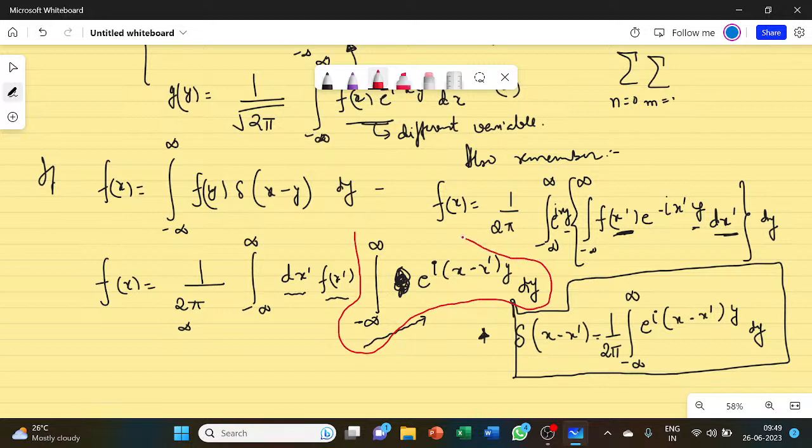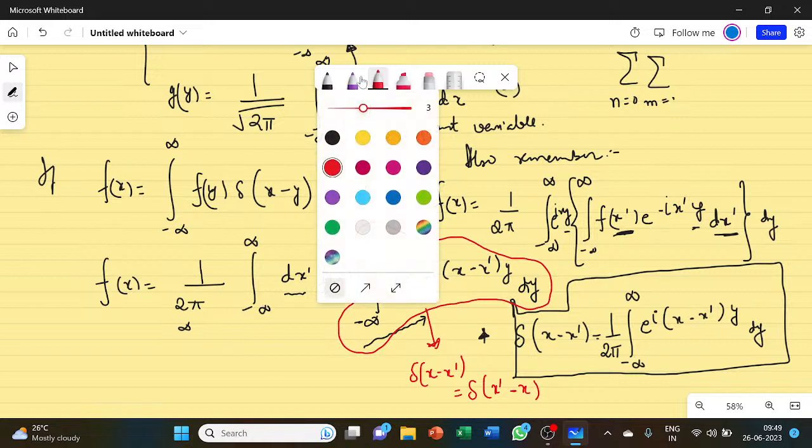Let's say this particular thing, I'm writing it as Dirac of x minus x dash, or whether you write it as x dash minus x, it is one and the same thing. Remember that the Dirac delta function is a symmetric function. So if I write it in this fashion, what will happen? Just see.